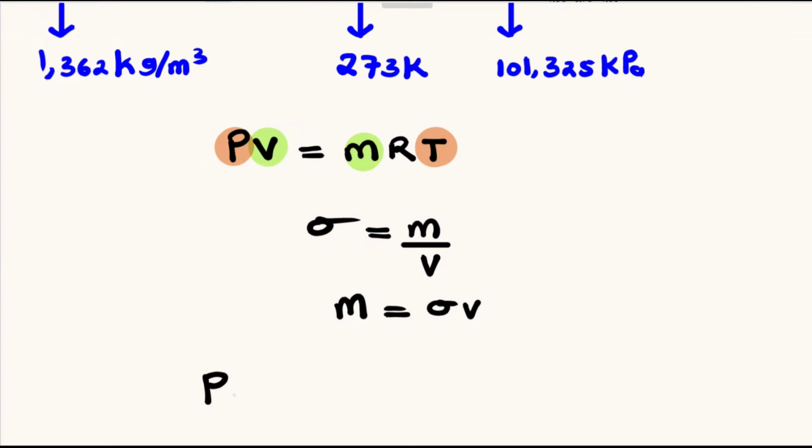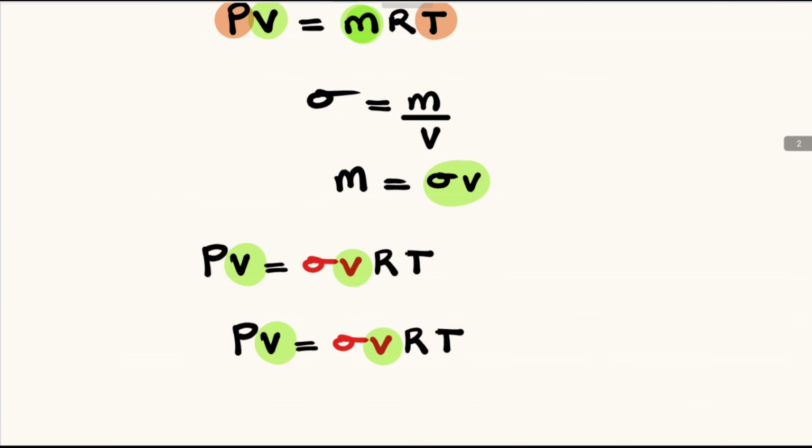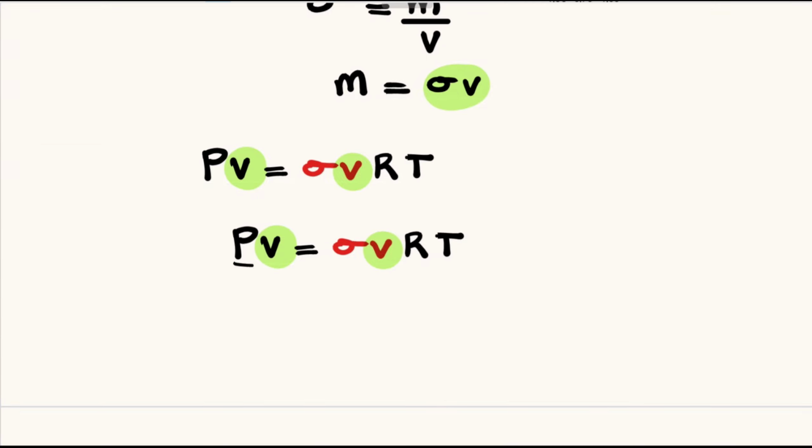So let's substitute the mass. So you have PV is equal to the mass. In the place of the mass, we have the density multiplied by the volume. Now we have the R, we multiply with the temperature. So from here, we can see that we have V and V there, so the V's will easily cancel out. So we divide both sides of the equation by the V so that we can cancel out the V's.